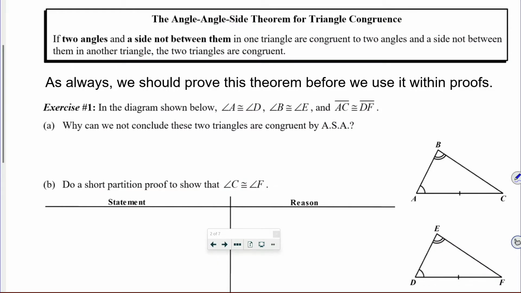If two angles and a side not between them in one triangle are congruent to two angles and a side not between them in another triangle, the two triangles are congruent. And as always, we should prove this theorem before we use it within proofs.